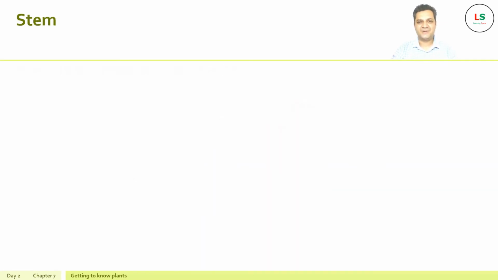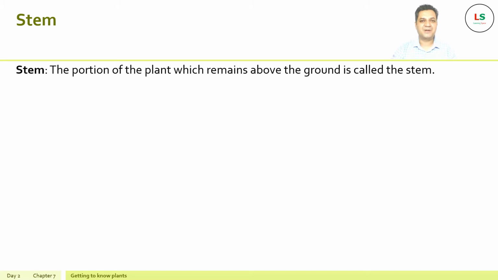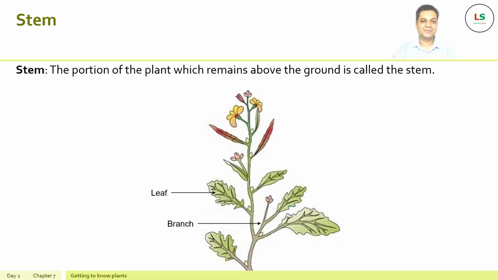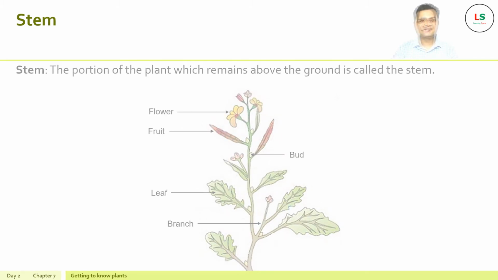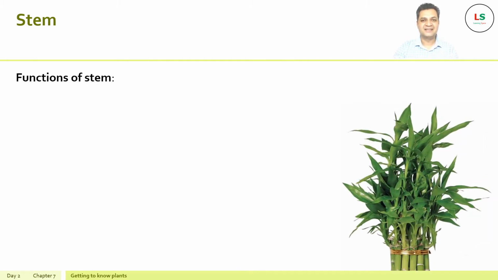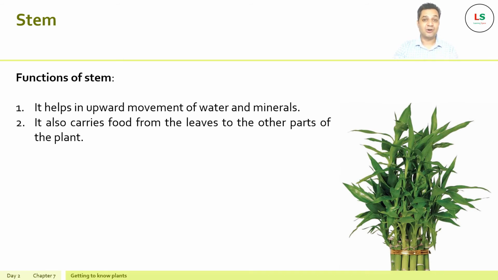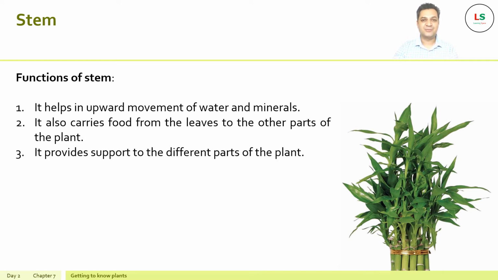Moving to the next part of the plant, stem. The portion of the plant which remains above the ground is called the stem. A stem bears branches, leaves, fruits, flowers and buds. Functions of stem. It helps in the upward movement of water and minerals. It also carries food from the leaves to the other parts of the plant. It provides support to the different parts of the plant. And lastly, it exposes the leaves to receive maximum sunlight.